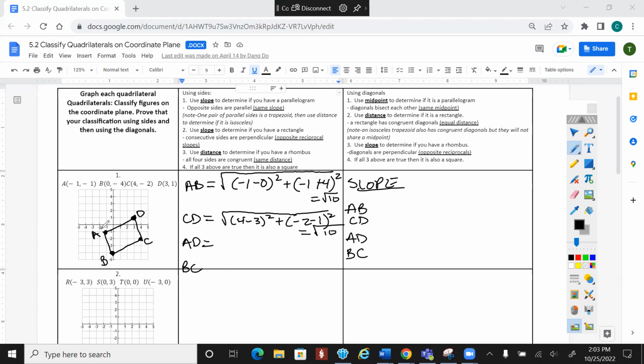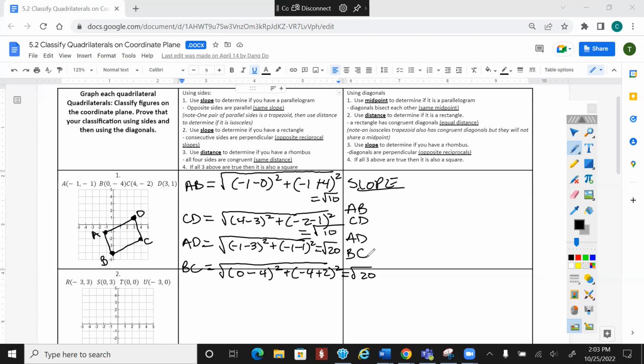A to D, when we plug in, you're going to get -1 minus 3 squared plus -1 minus 1 squared, and that's going to equal square root of 20. When we plug in BC, we're going to get 0 minus 4 squared plus -4 minus -2 squared, and that's going to give us the square root of 20. So you see that opposite sides are congruent.